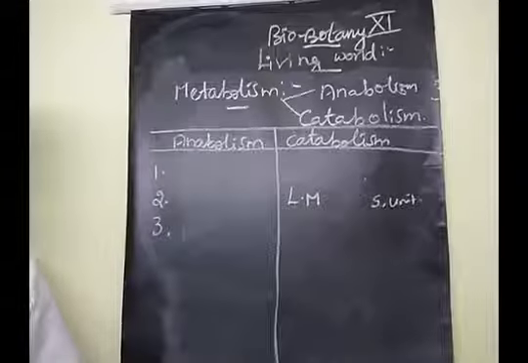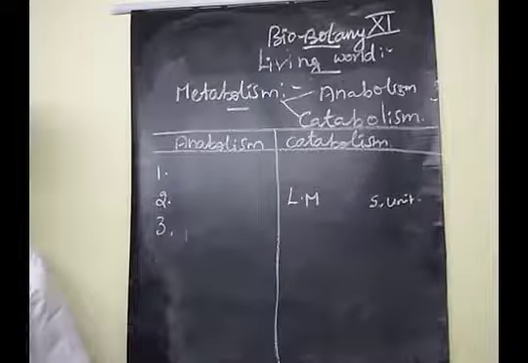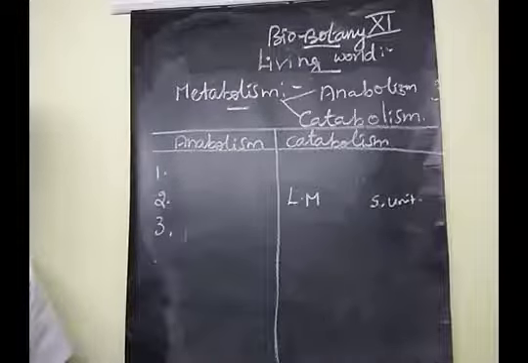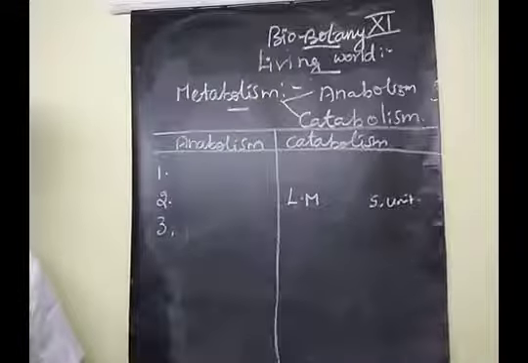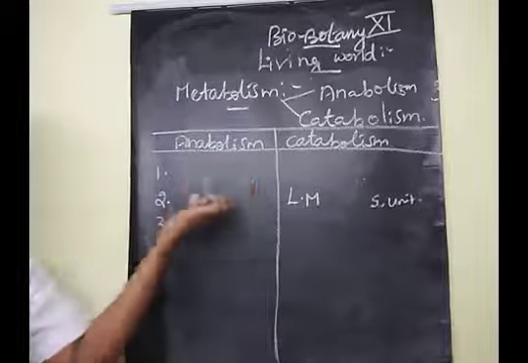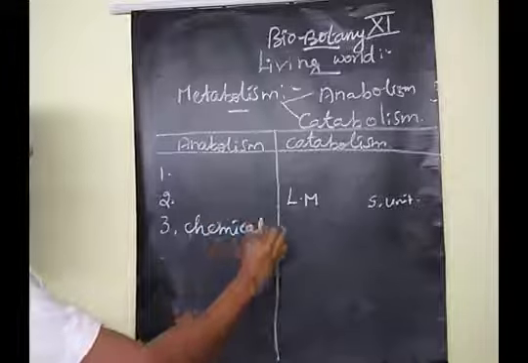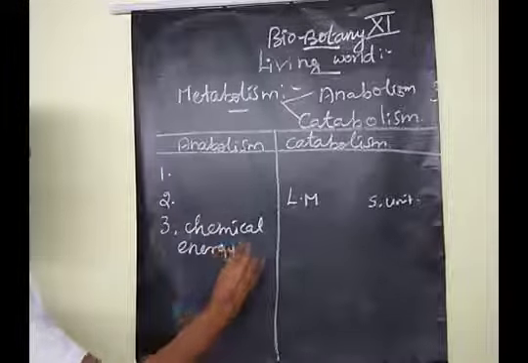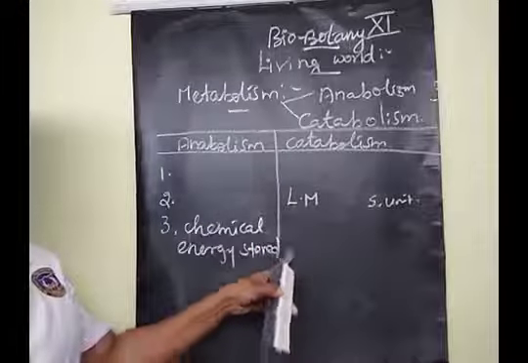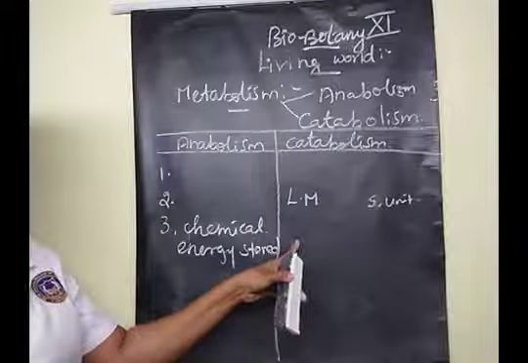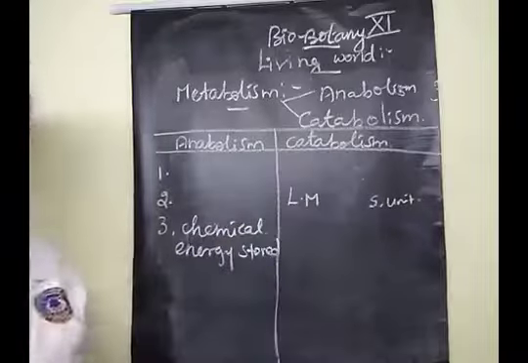You can tell children, what are the chemical energies? Very good. ATP, ADP, FADH2, NADPH2. So these are the certain chemical energies. In anabolism, the chemical energies are stored. In catabolism, the chemical energies are utilized. The stored chemical energy can be utilized in this stage of catabolism.